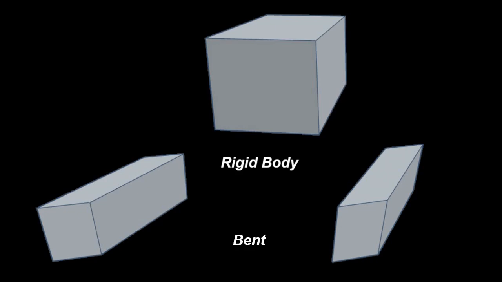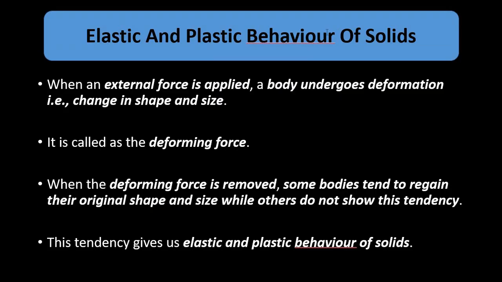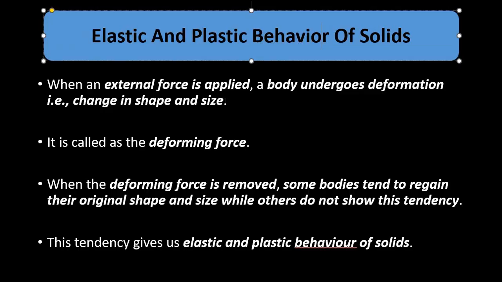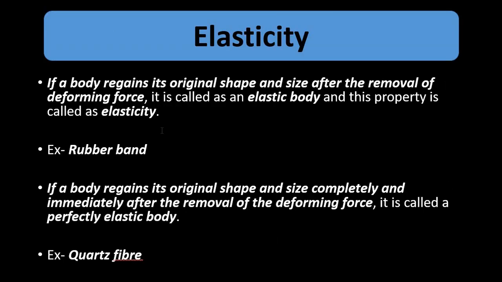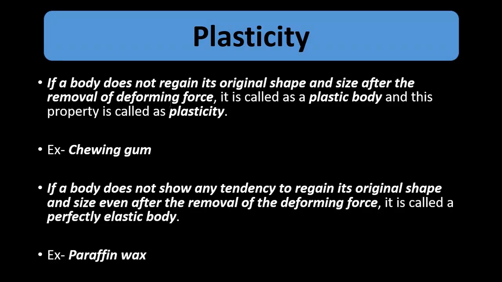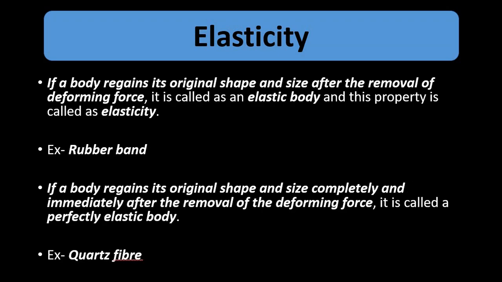In case it is temporary and the material returns back to its original shape and size after the removal of the deforming force, that is called elastic behavior, and the property is called elasticity. And in case the deformation is permanent and the deformed body does not return back to its original shape and size, that is called plastic behavior, or plasticity. Now here our main focus is the elastic behavior, elasticity. So how can we explain this elastic behavior of materials?